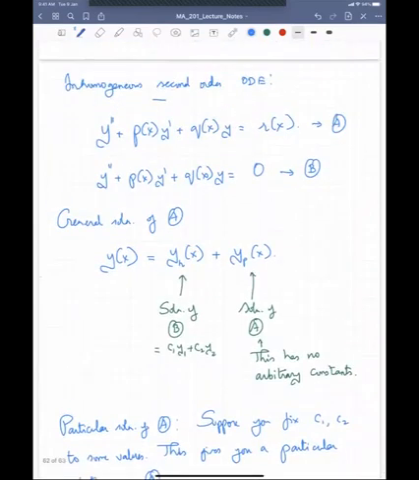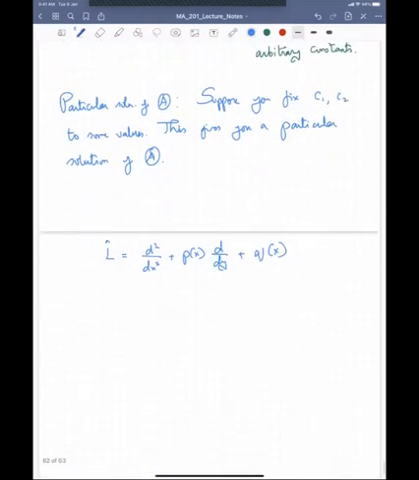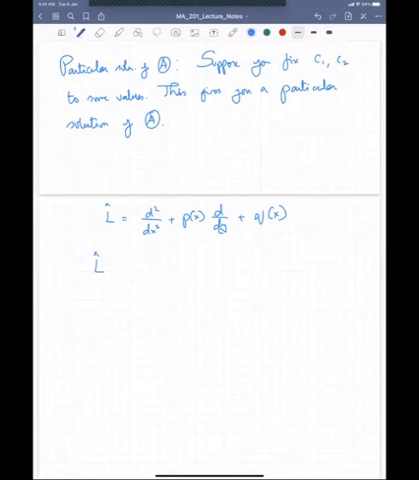So then I can rewrite A and B as follows. The inhomogeneous equation is the linear operator acting on Y to give me R of X. So this is basically my A, and the homogeneous equation is the linear operator acting on Y giving me 0.